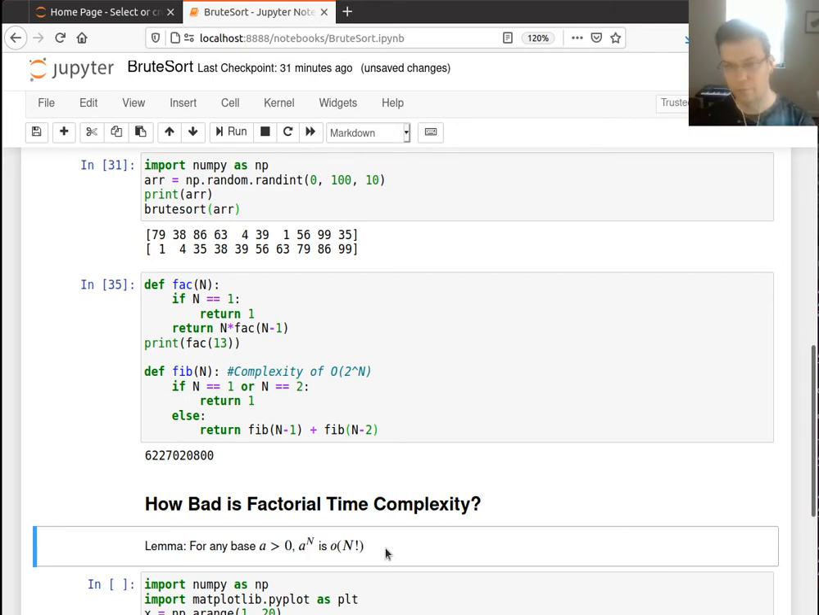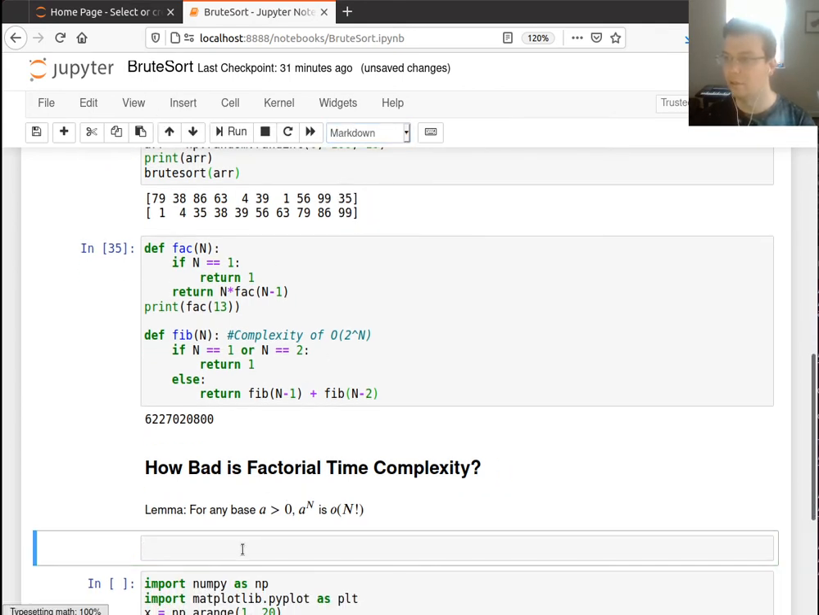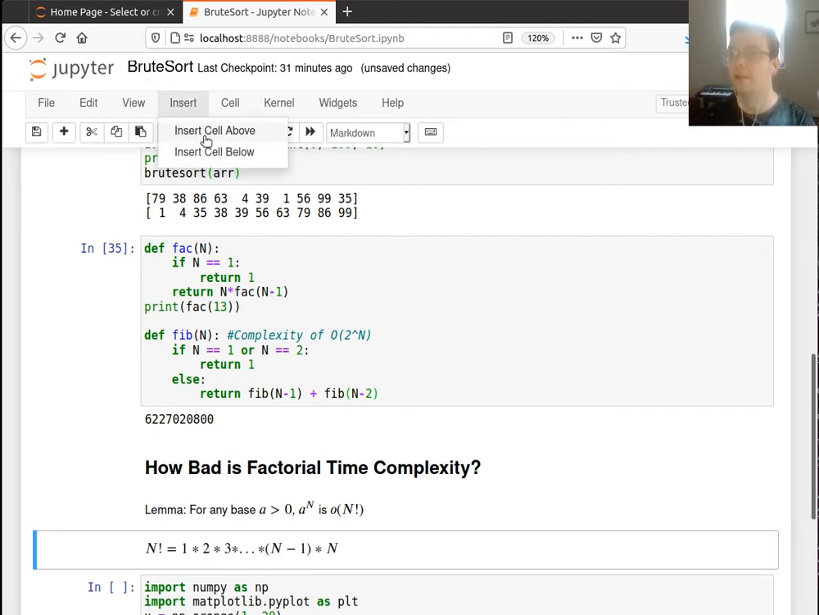So how do we prove that? I actually do want to prove that. So let's notice the following. We can write n factorial, if we expand it out, as 1 times 2 times 3 times ... times n minus 1 times n, right? So that's one way to define factorial.